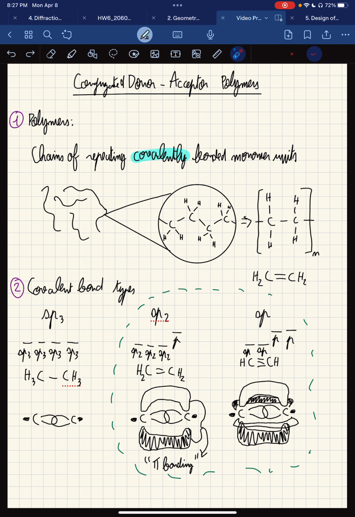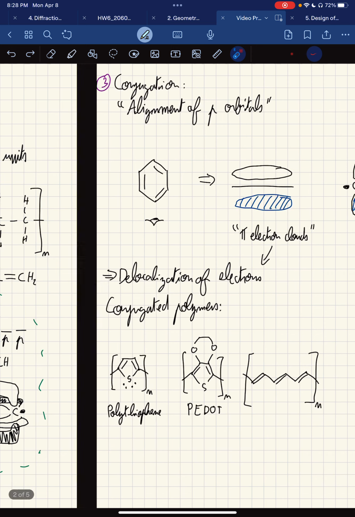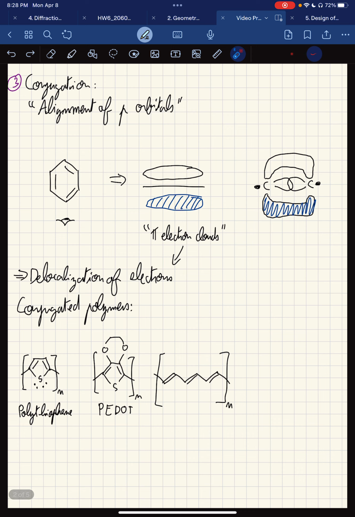Well, this is cool, but how is this interesting? Well, because of the rotational lock that pi bonds have, pi orbitals will tend to form electron clouds. Here, if we look at benzene from the side, we'll see these two pi orbitals stacked or aligned with one another.